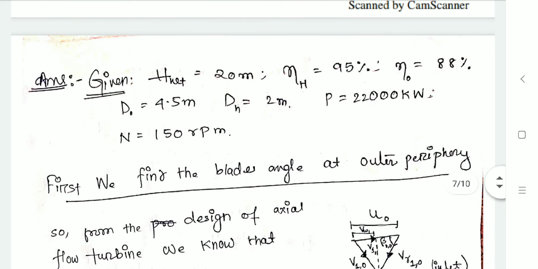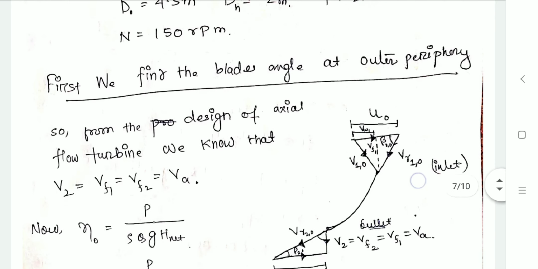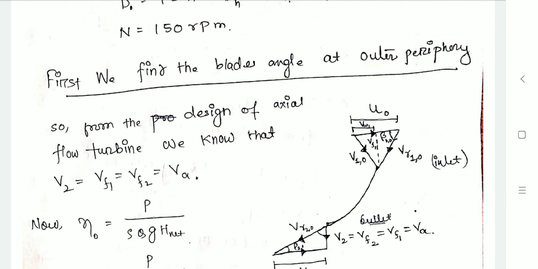So here the information given to us is net head is 20 meter, hydraulic efficiency is 95%, overall efficiency is 88%, outer diameter is 4.5 meter, hub diameter is 2 meter, power output is 22,000 kilowatt, and the rotational speed is 150 rpm. So first we find the blade angle at the outer periphery.